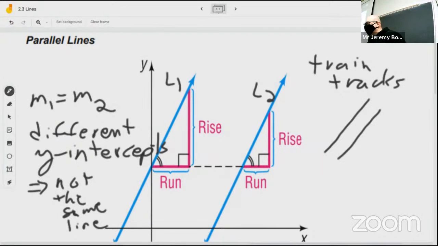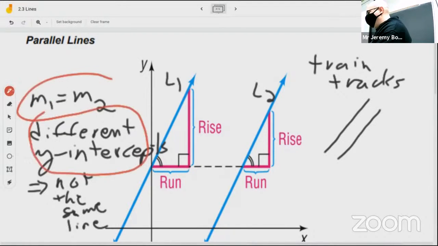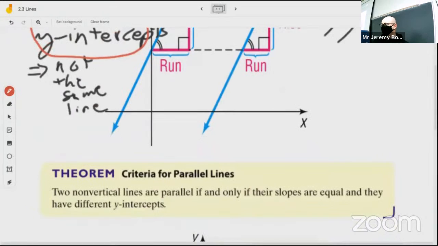They kind of start in different locations. I mean, a line doesn't start or end anywhere; it keeps going. But you know what I mean? Like it's shifted over. And so those are the two things that need to be true: the same slope and different y-intercepts. And that will make lines parallel, which we have right here. Two non-vertical lines are parallel if and only if their slopes are equal and they have different y-intercepts.